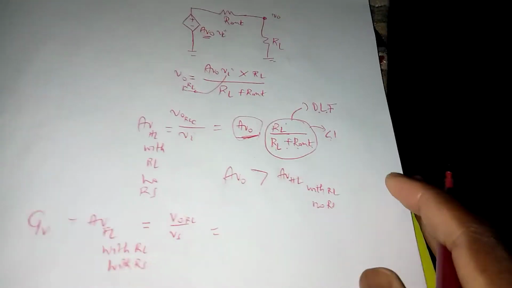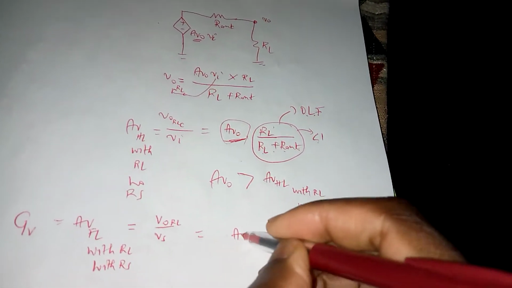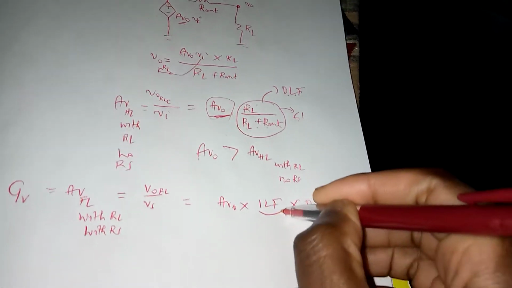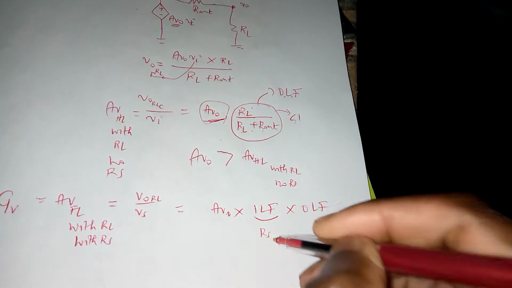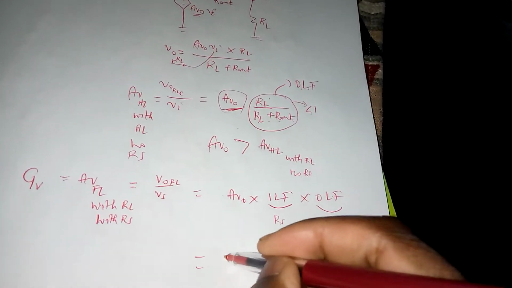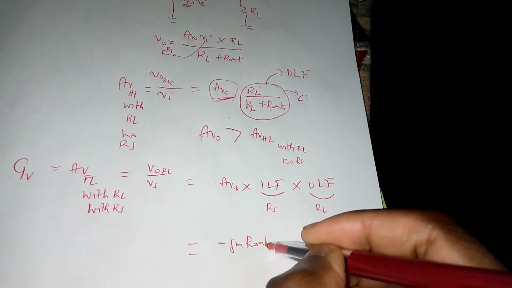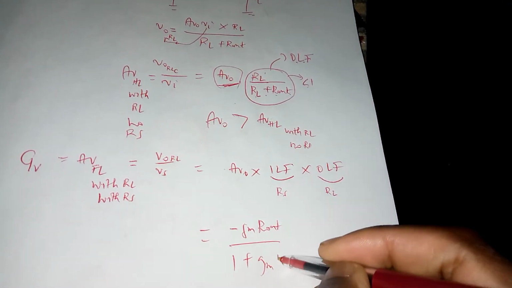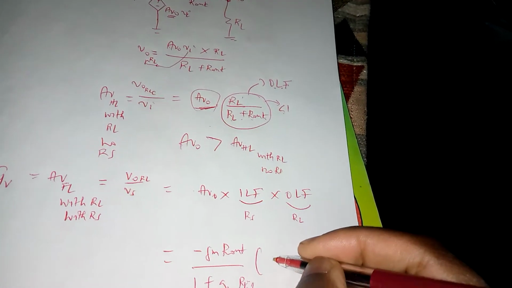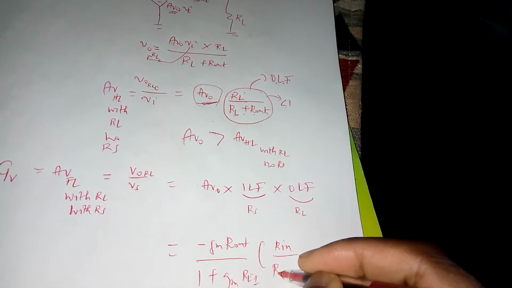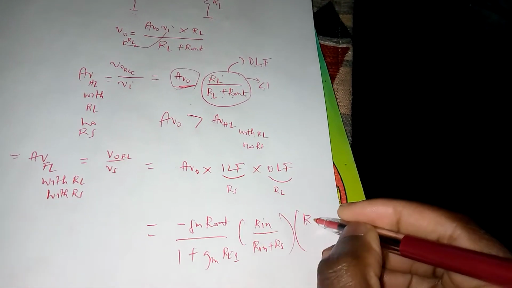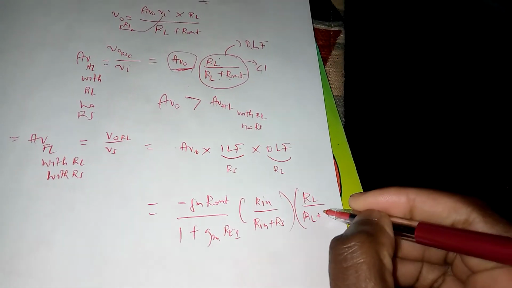And that is, as you could have guessed, the AVO multiplied by the input loading factor multiplied by the output loading factor. Input loading factor capturing the impact of RS presence, and output loading factor capturing the impact of RL presence. So at the end of it, that will be minus GM R out over 1 plus GM RE1. What is our input loading factor? Our input loading factor is R in over R in plus RS, multiplied by, what is our output loading factor? RL over RL plus R out.